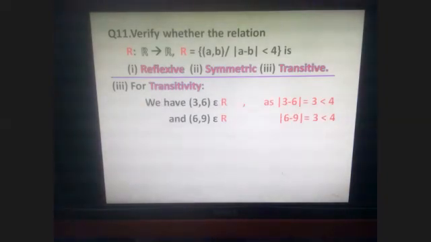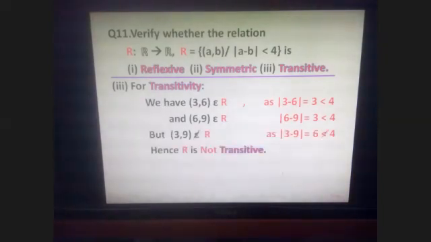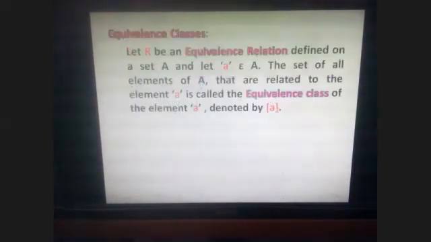(3, 6) is a member of R because |3 - 6| is 3, less than 4. (6, 9) belongs to R because |6 - 9| is also 3, less than 4. But |3 - 9| is not less than 4. So (3, 9) is not a member of R. So R is not transitive. Fine. So this is reflexive, symmetric, but not transitive.